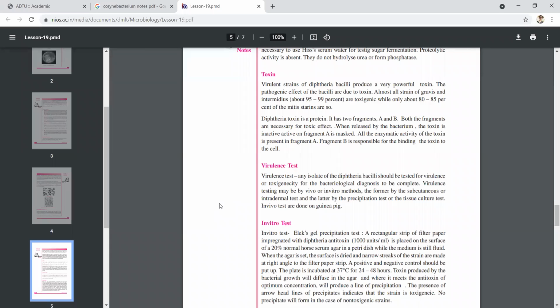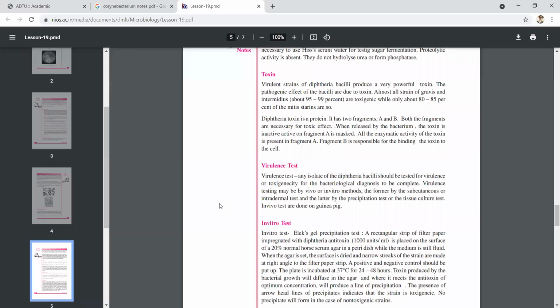Okay, now next is the virulence test. How are you going to perform the virulence test? In order to perform that, you will have to have the diphtheria bacilli. If the diphtheria bacilli are to be tested for toxigenicity or virulence, we can do it by two methods. One is in vivo, another is in vitro. In vitro means performing the test outside the host, and in vivo means performing a test within a host.